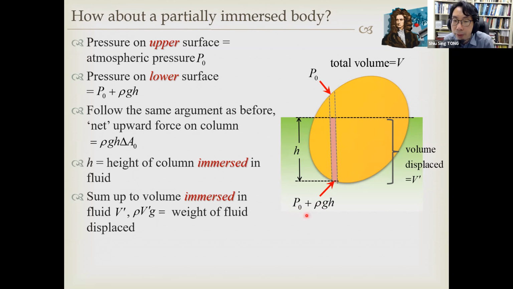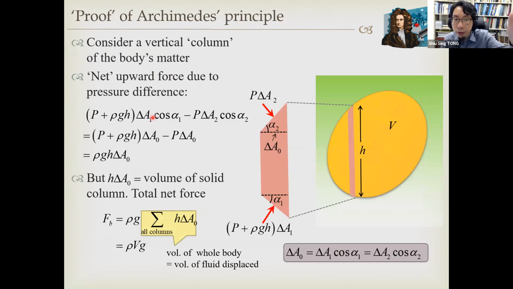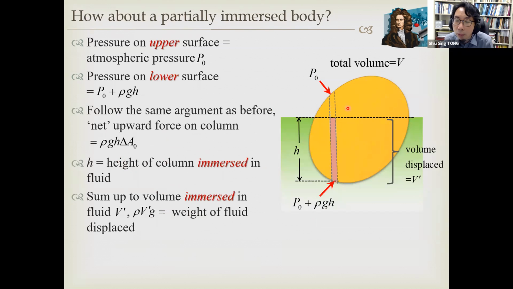Okay? So the pressure here is rho P naught plus rho GH. Now let us follow the same argument as before. We do all the same thing here as before, and eventually we sum up all the summation. We form a summation of H delta A naught over all the columns. So eventually we get the upwards force as rho V prime G, where V prime is now no longer the total volume of the body, but the part of the volume that is immersed in water. Okay, and so that's why we call this volume V prime.